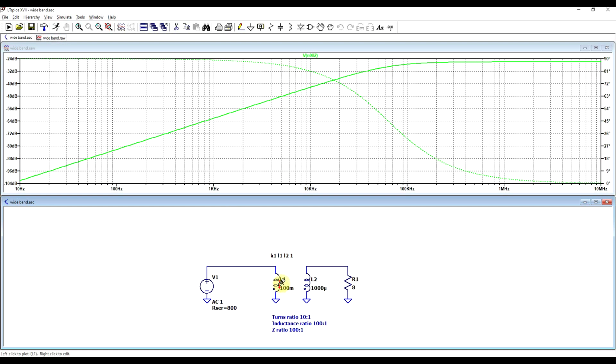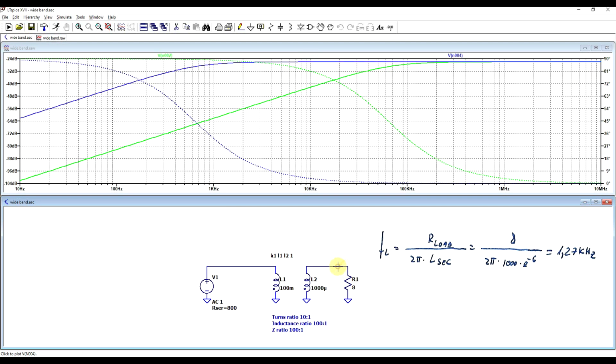So I have this other setup in which we have the same 800 ohms on the signal source, same 8 ohm load, same turns ratio 10:1, but this time the inductance is 100 times bigger. And if we look at the delivered signal, this time we can see that we have the same flat portion, but the corner frequency has been moved much lower. So by increasing the inductance 100 times, we went down two decades.